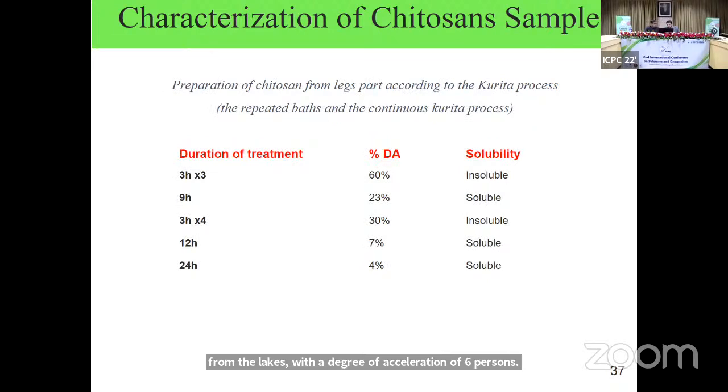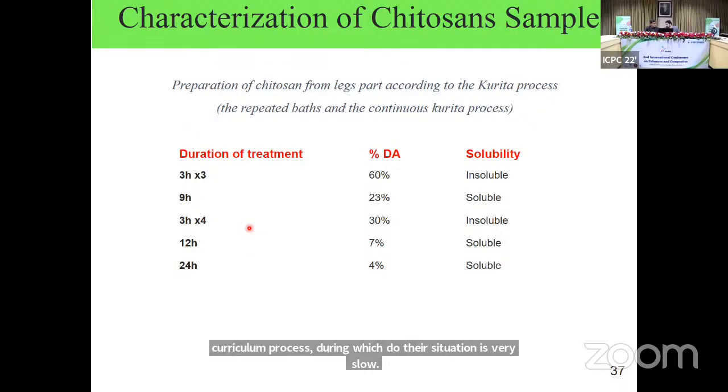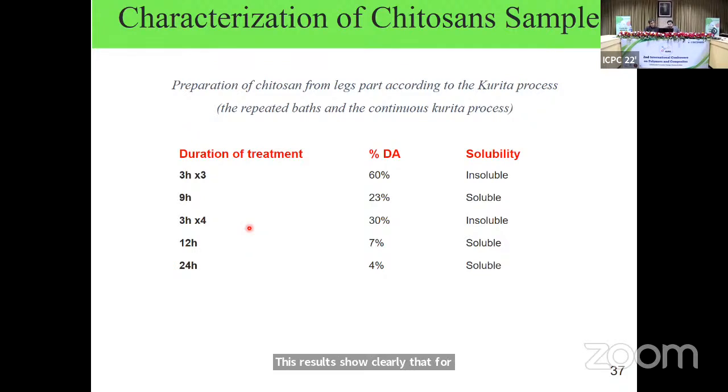In the case of the Kurita process, two phases were observed. The continuous Kurita process, during which the deacetylation is very rapid, and the repeated batch Kurita process, during which the deacetylation is very slow. These results show clearly that for alpha chitin, the continuous treatment is more effective than that of the repeated baths. Unlike the study by Firdaus et al. on beta chitin of squid, the Kurita process with repeated treatment is more effective.